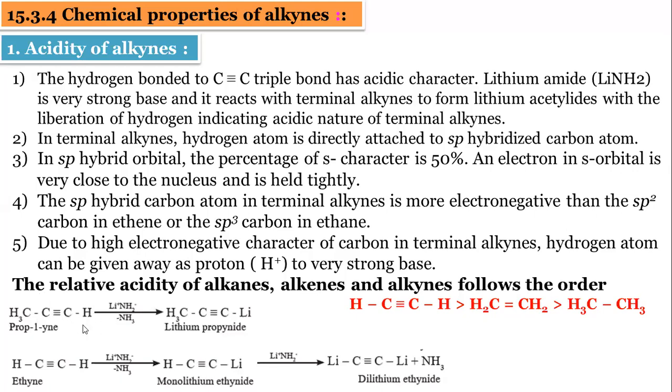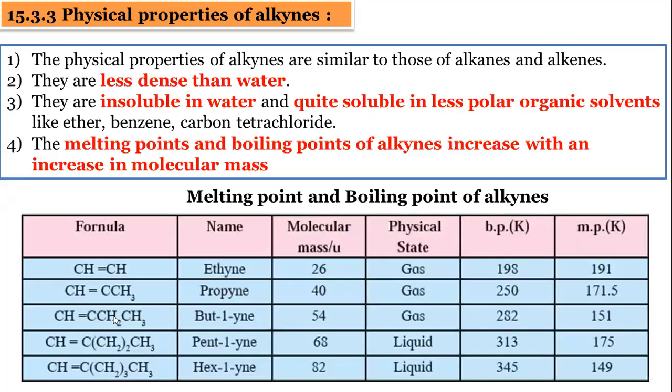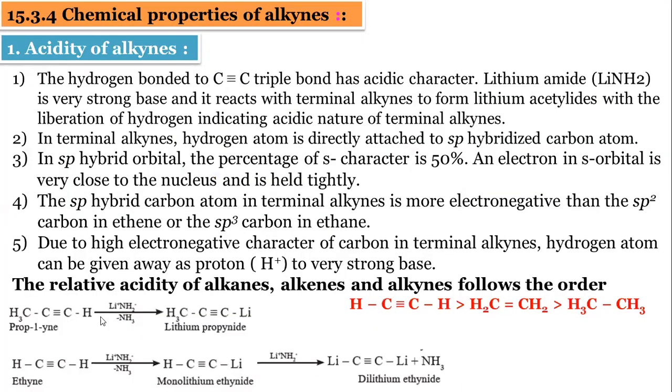Now, because that hydrogen is acidic, it easily reacts with a base and it will be easily removed. We clearly see in this example, lithium amide is a strong base. So this lithium will be combined. Previously I already explained this reaction, and we get lithium propynide here.